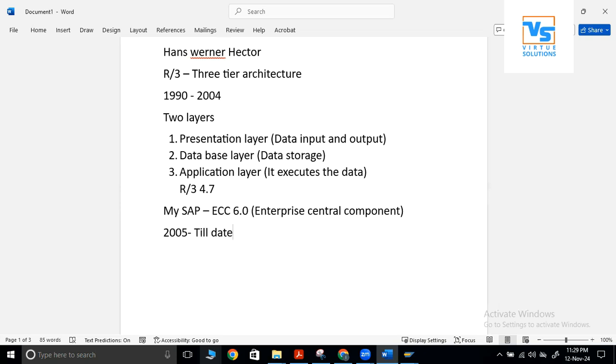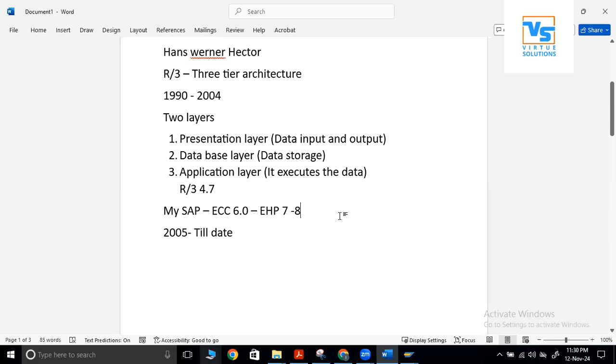It's going on till date. But if somebody's asking what is the current version of ECC 6.0, or if the question is, what is the current version of ECC? So it is not only ECC 6.0, it is ECC 6.0 with EHP, EHP 7, and even EHP 8 is going on. EHP stands for Enhancement Package. I'll tell you what this is.